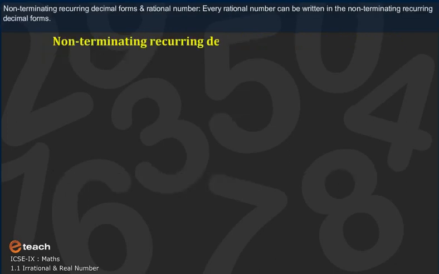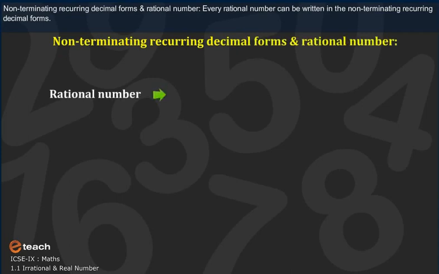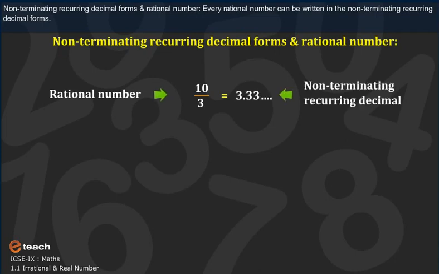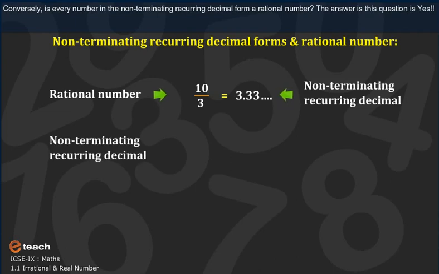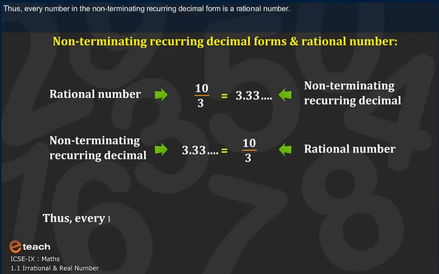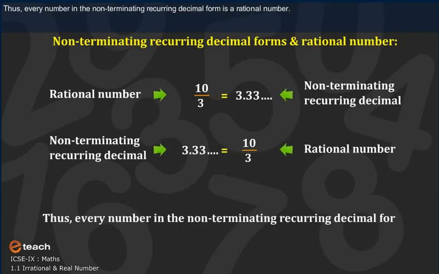Non-terminating recurring decimal forms and rational numbers. Every rational number can be written in the non-terminating recurring decimal form. Conversely, is every number in the non-terminating recurring decimal form a rational number? The answer to this question is yes. Thus, every number in the non-terminating recurring decimal form is a rational number.